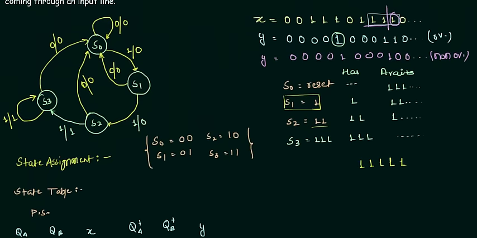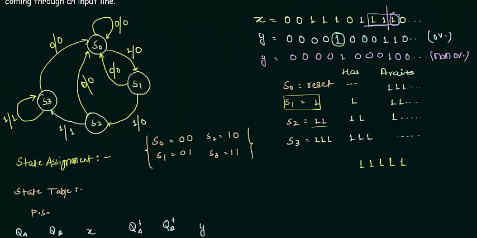Now we will fill the K map for Y, that is our output. I will fill it directly: 0, 0, 0, 0, 0, 1, 1, 0. This is the single pair that I can get. So Y is equal to QA X. Now we have got the value of DB. This is DB, not DA. And we have got the value of DA. Similarly, we got the value for Y. Now we can easily implement it by using the flip-flops.